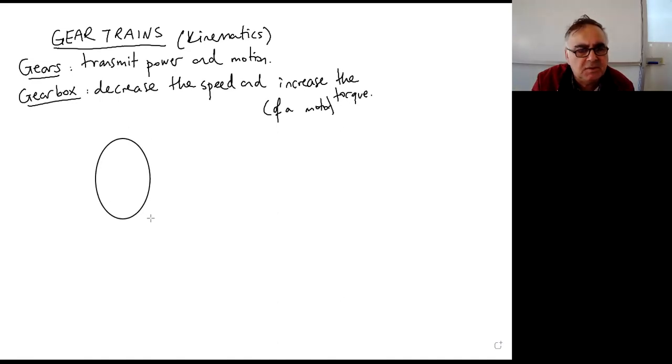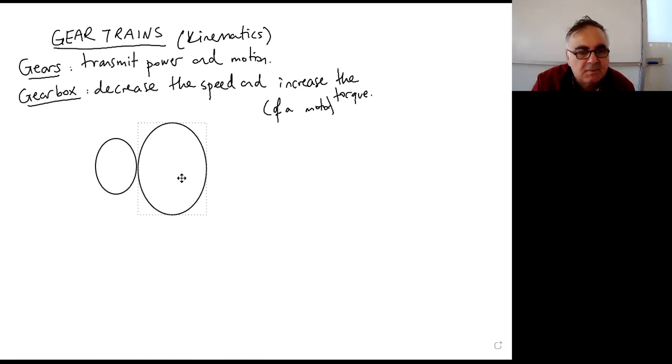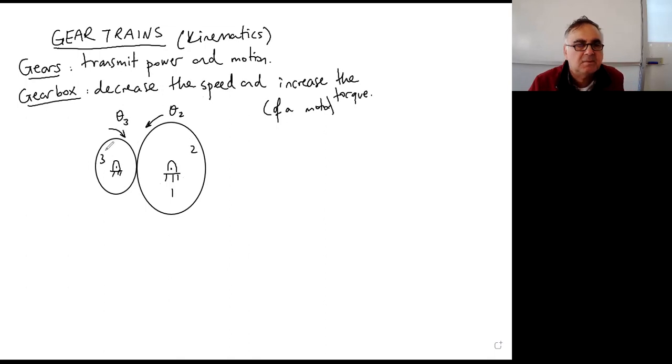Let me draw you a kind of a gear system here. Like one gear is supposedly like this one, and another one is, let's say, here. Let's say that they are fixed. So in this gear system, let's say if you consider it as a mechanism, this is one, this is two, and this is three links. So this thing rotates with, let's say, theta two. This thing rotates with theta three, okay?